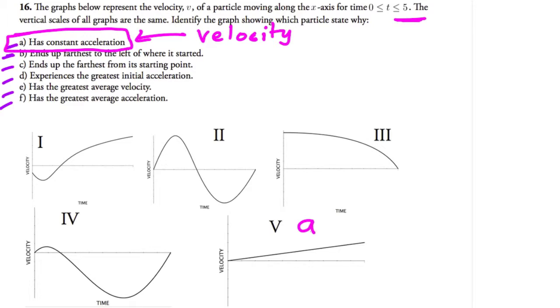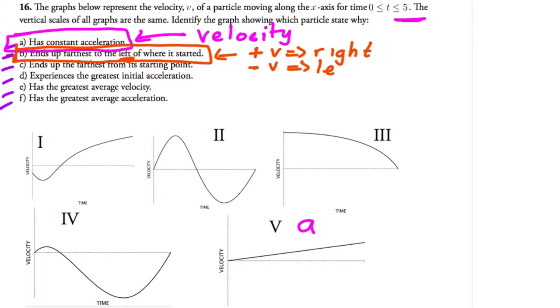Okay, now, which one of these, so let's go on to the next one, ends up farthest to the left of where it started? Remember that these represent velocity, and farthest to the left, remember that positive velocity means that you're moving to the right, and negative velocity means that you're moving to the left.